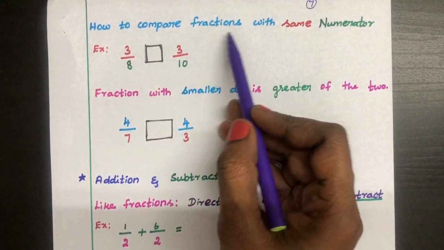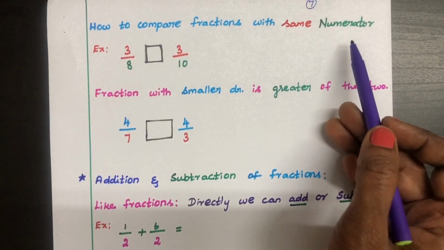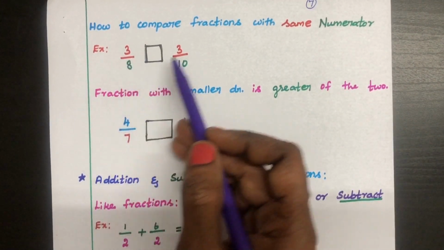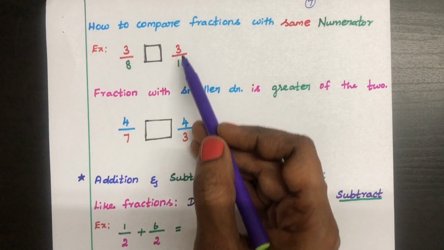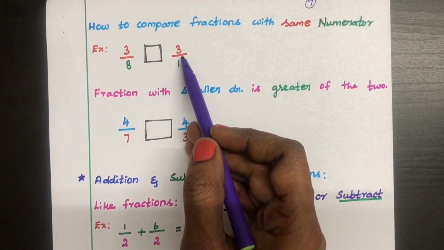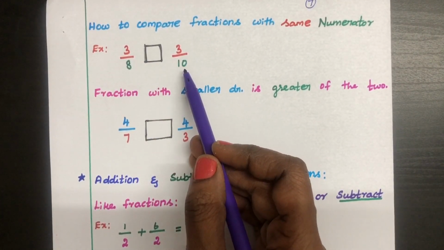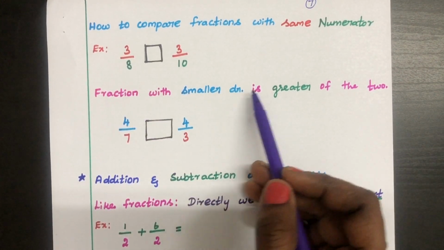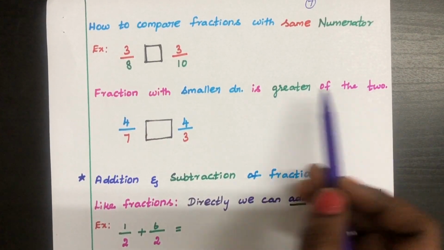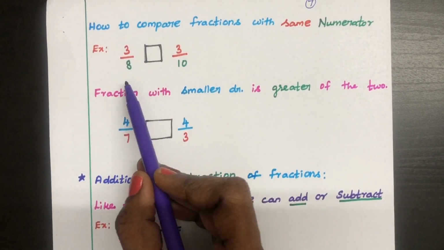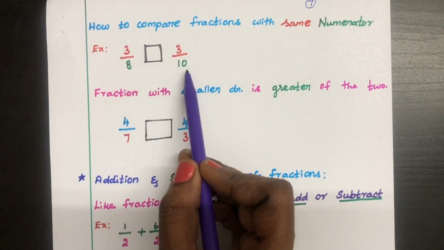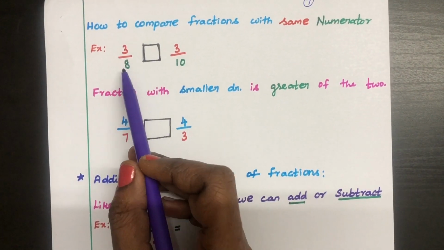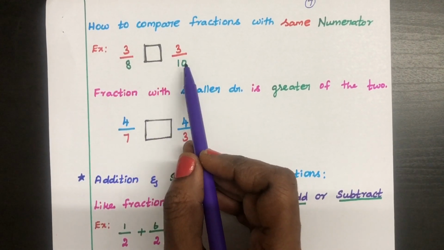How to compare fractions with the same numerator? Example, 3 by 8 compared with 3 by 10. See, the numerator is the same but the denominator is different. In this case, the fraction with the smaller denominator is greater of the two. So we need to look for the smaller denominator. Which is smaller, 8 or 10? 8 is smaller, so this is greater than this one.